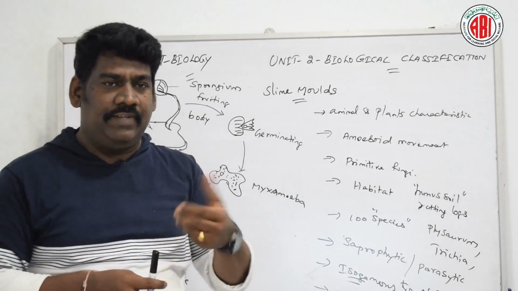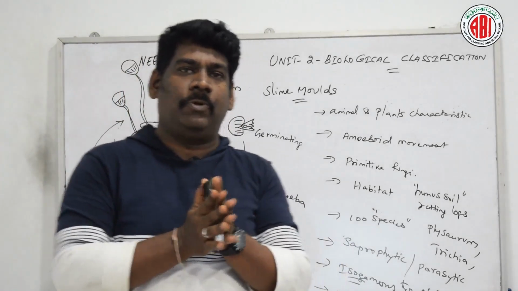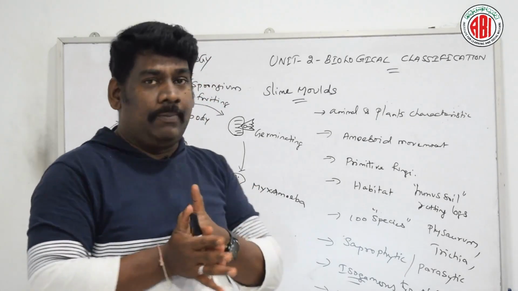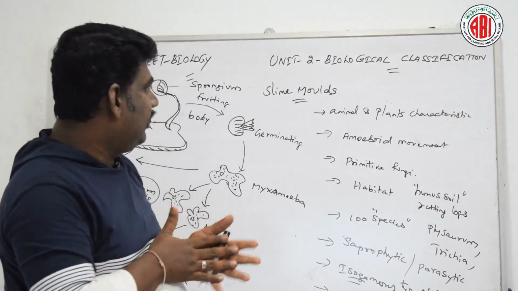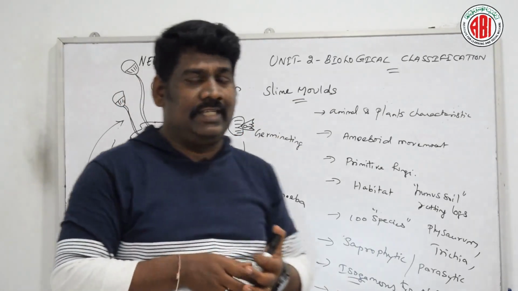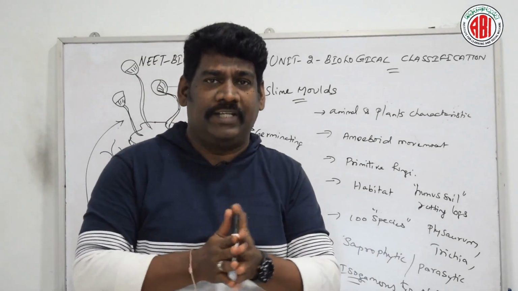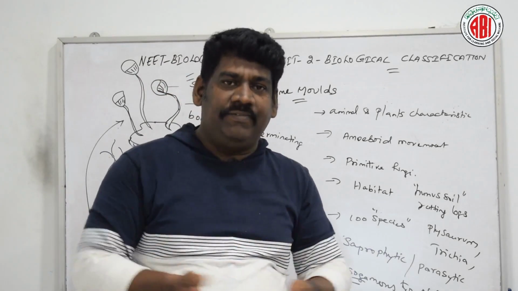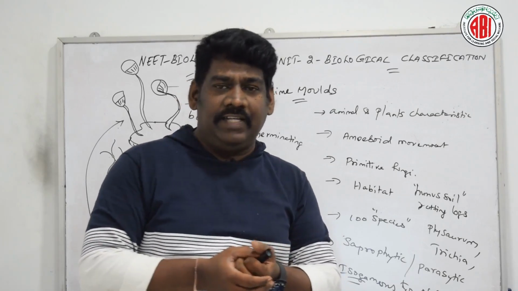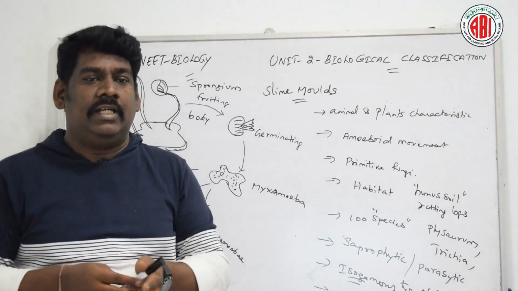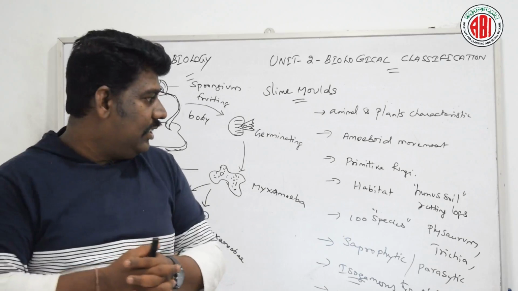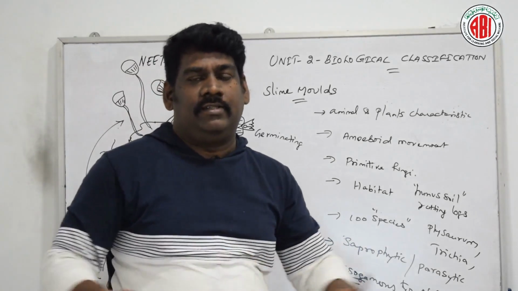So in the next class we are going to discuss the true protozoans. So far we have discussed euglenoids and also the slime molds of Unit 2, biological classification, under the category of kingdom Protista. In the next class we will discuss the true protozoans in detail. There we will discuss the plasmodium and zooflagellates in detail, and their characteristic features. Okay, until then, thank you guys.